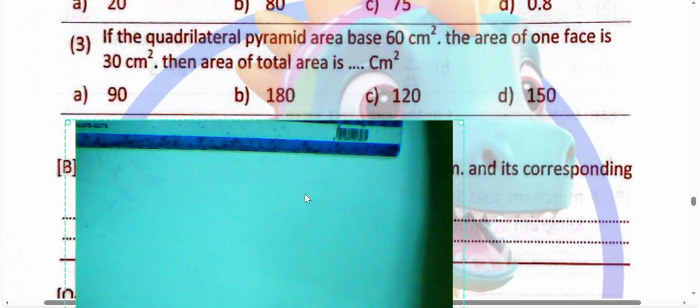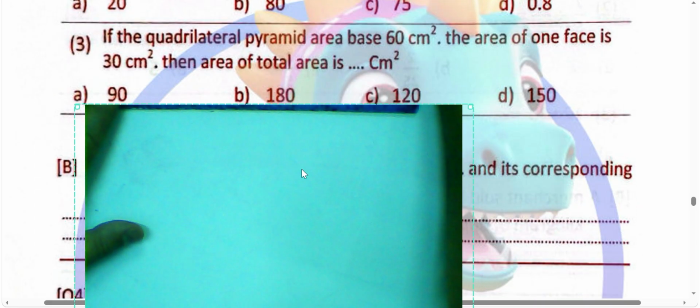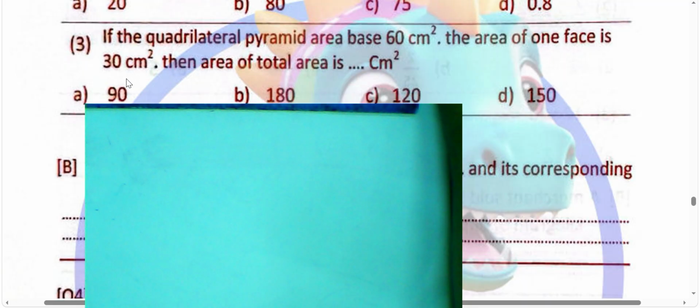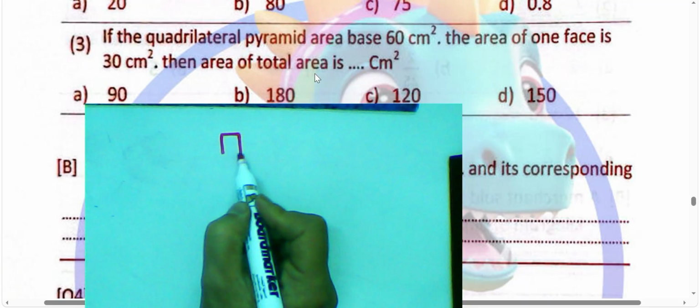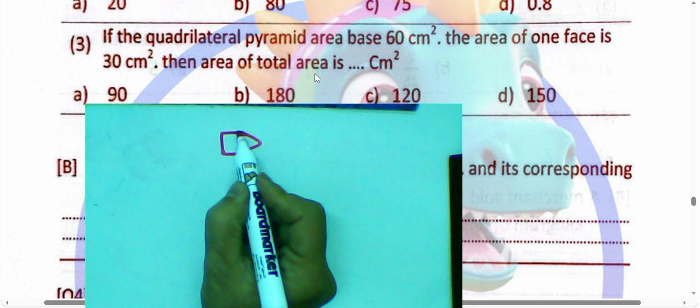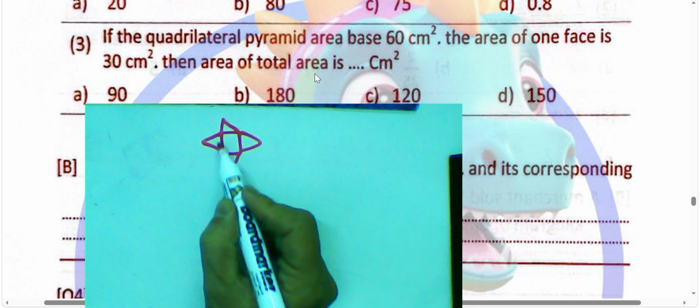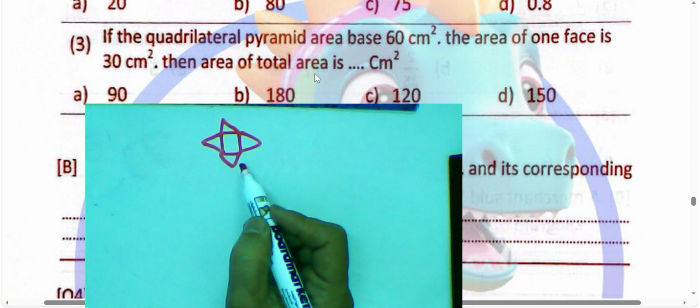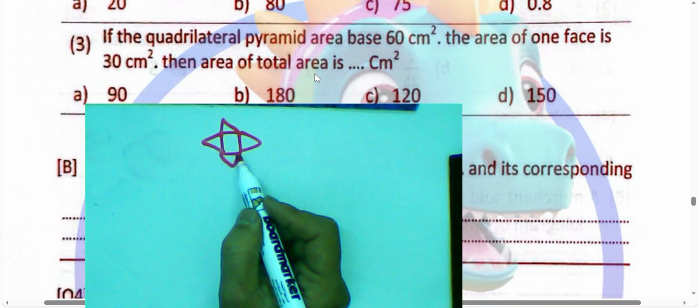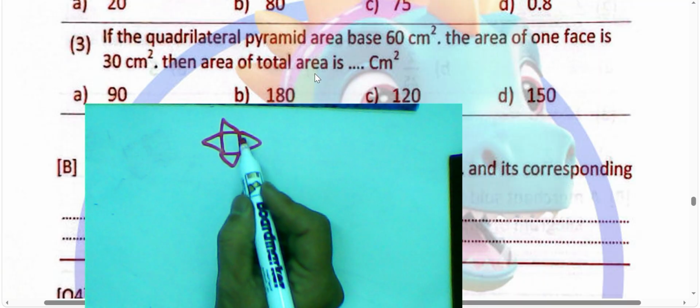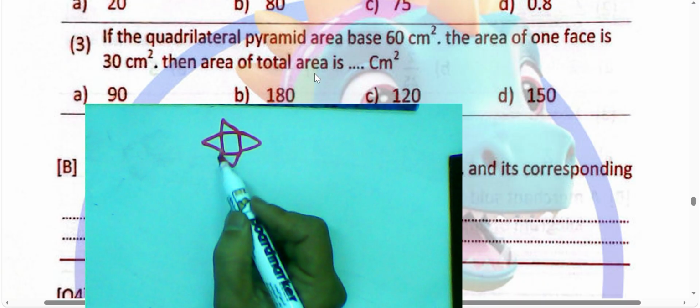The quadrilateral pyramid has a base area of 60 square centimeters and the area of one face is 30 square centimeters. Find the total area of the pyramid. Look here: we have a square base and four triangles on the same base, drawn on each side, equivalent in area.